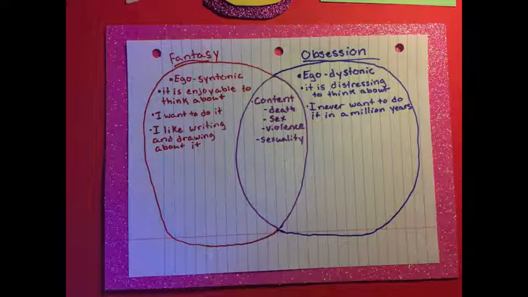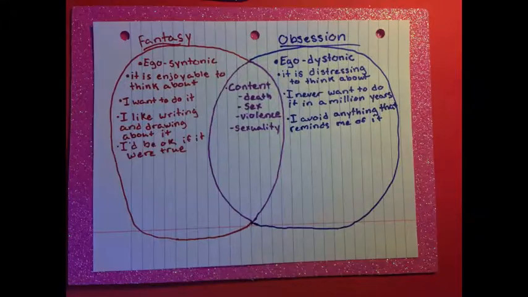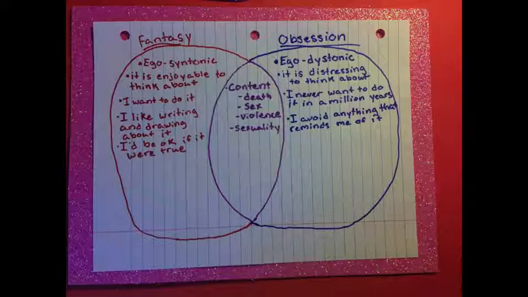When someone is fantasizing, they often like writing or drawing or reading or listening or watching videos about the thing that they're fantasizing about. For someone with an obsession and OCD, it's the absolute opposite. The person is avoiding doing or seeing or saying or thinking about anything that reminds them of the intrusive thought. So this is more along the lines of somebody saying, I won't look at anything red because it reminds me of blood. Somebody engaging in a fantasy can imagine themselves being okay if that fantasy came true.